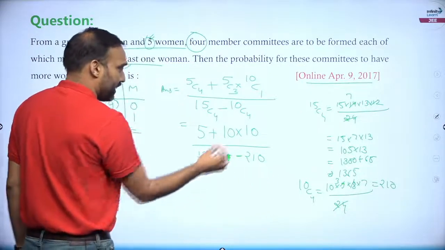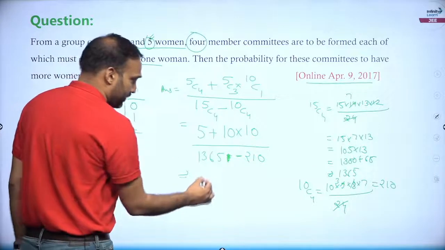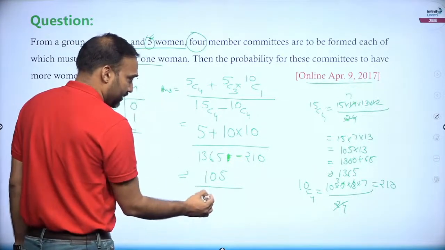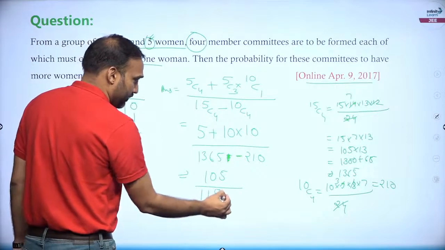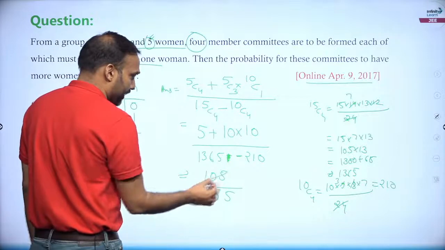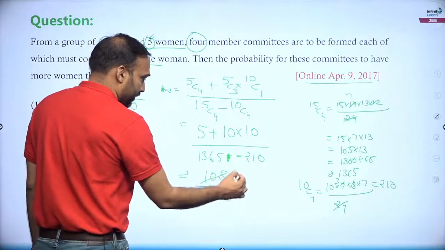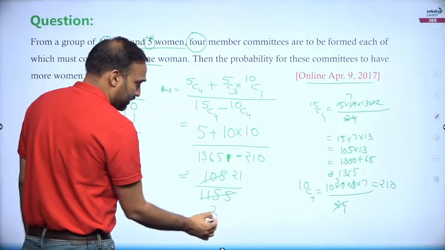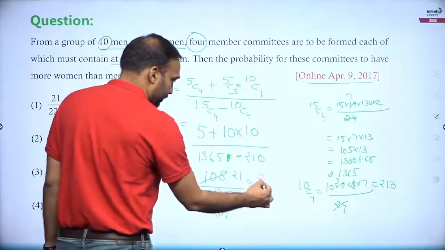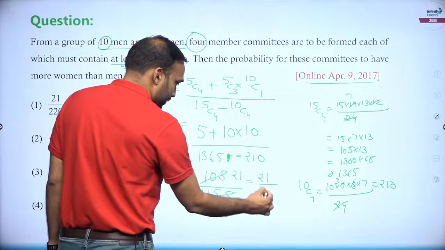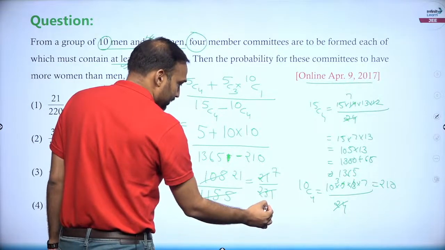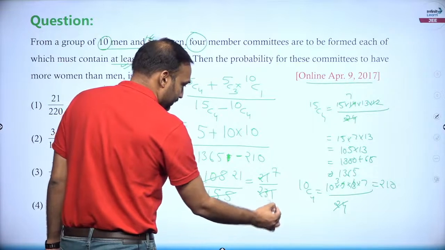How much do I have on the numerator? 105 upon 1365 minus 210. Yes, now you divide by 5. So 5 21s are 105, 5 2s are 10, so 21 upon 231. Okay, so it is also divisible by 3. 7 3s are 21, 77.